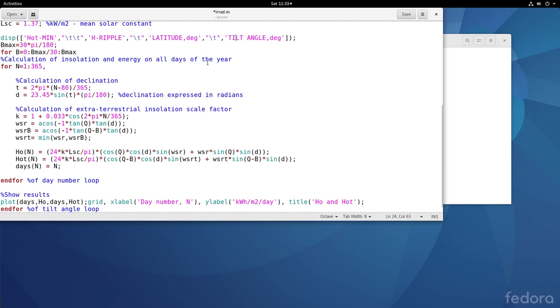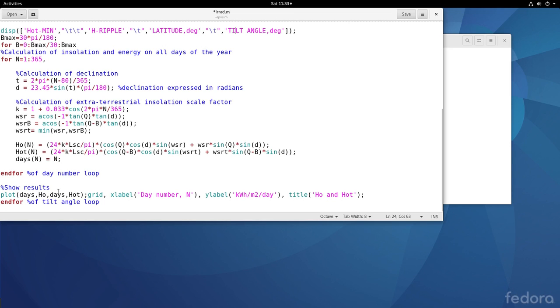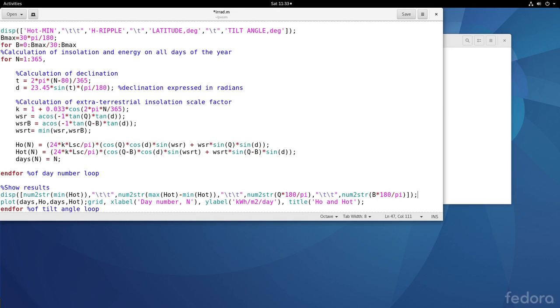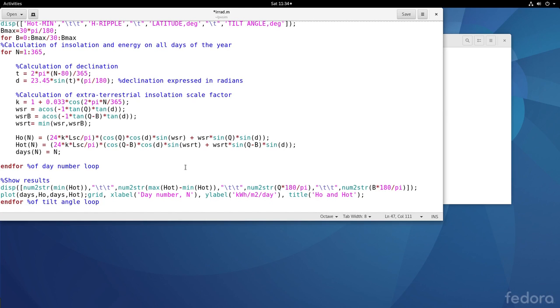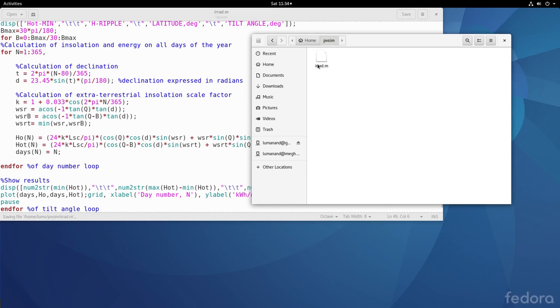So this would be the title line of the display. I would like to also put within the loop, for every beta calculation, display num to string of the minimum HOT, the max HOT minus min HOT, that is the H ripple, the latitude angle, and the beta angle. Okay, so this we can save, and before we save, let us pause for every tilt angle loop change. So I will put a pause here so that you will be able to stop the script execution and observe the waveform. So this we can save, and that would be the saved file.